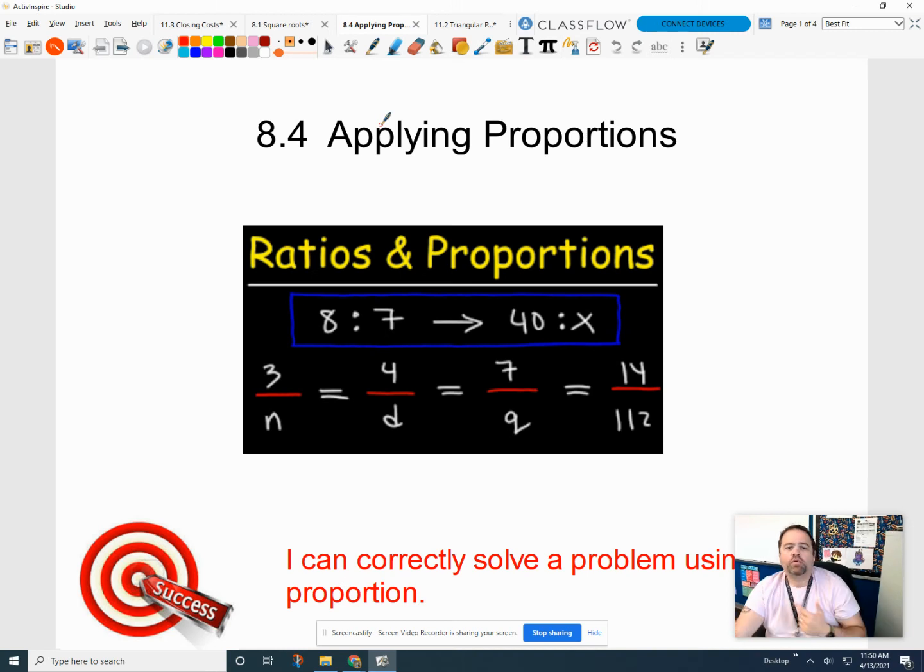All right, so the proportions that we've been working on, I've got some problems that we can actually solve using a proportion. You do this kind of a lot in cooking, like if you needed to make a recipe bigger or smaller. Anyway, that's just one example, but I'll show you what's going on here. You're going to have to set up and solve a proportion based on the little scenario that I give you.